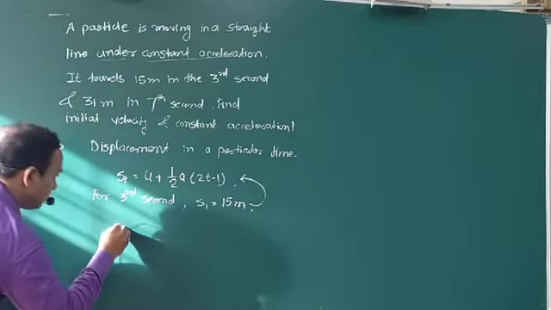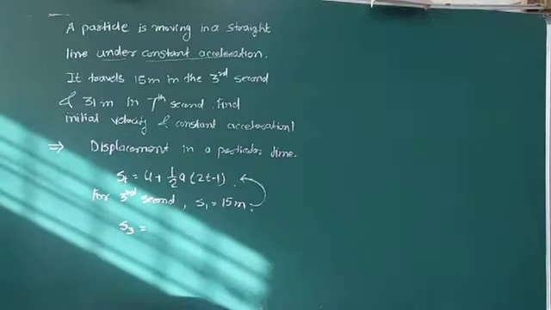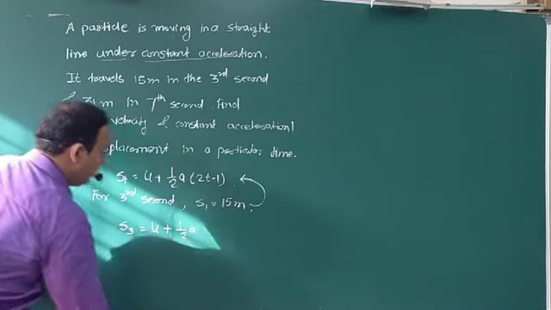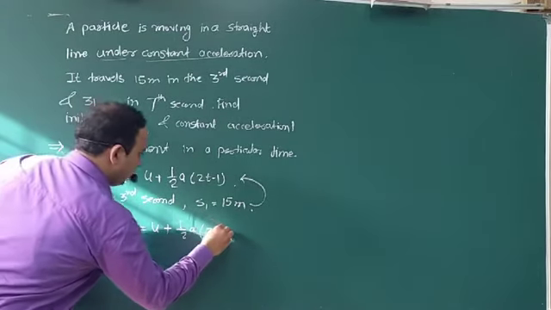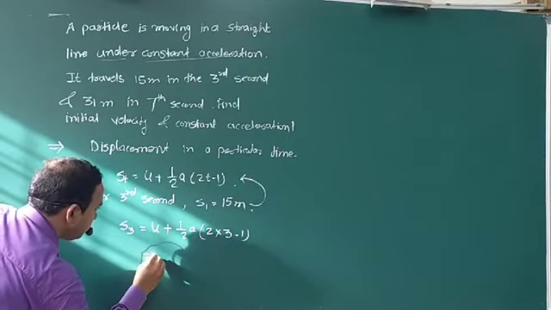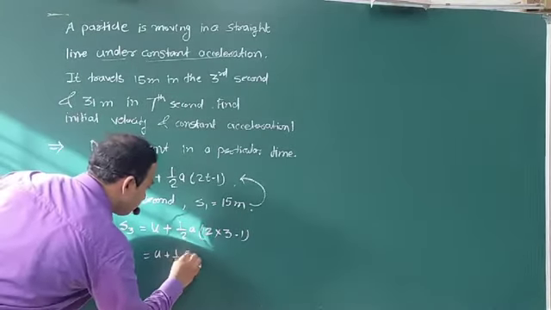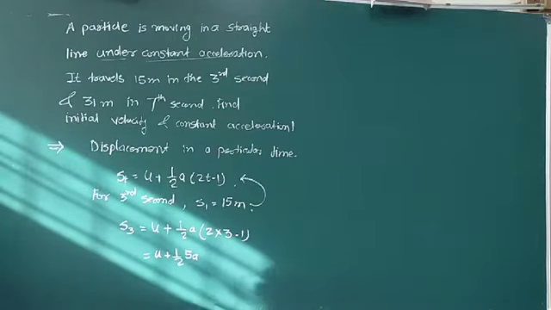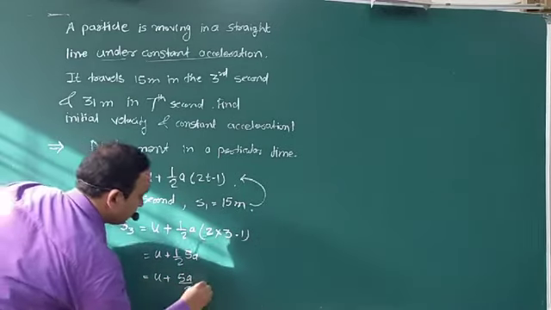So we get for the 3rd second, that means S3 is equal to u, the initial velocity of that particle, which is not given, plus half a, the acceleration also not given, into (2 into t, the time period 3, minus 1). Which is equal to u plus half into 2 times 3 is 6, 6 minus 1 is 5a, so half into 5a, which can be written as u plus 5a by 2. Calling this equation 2.